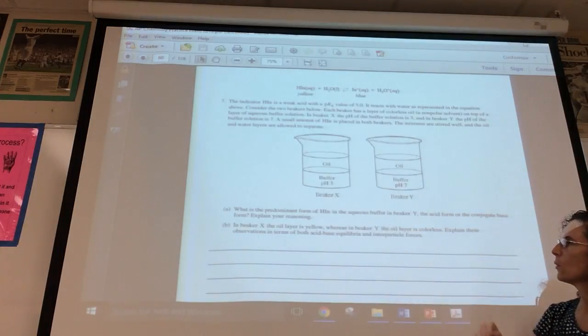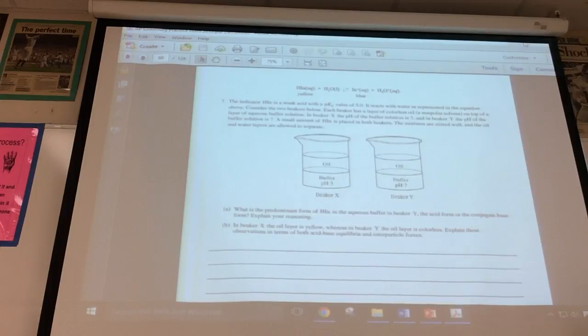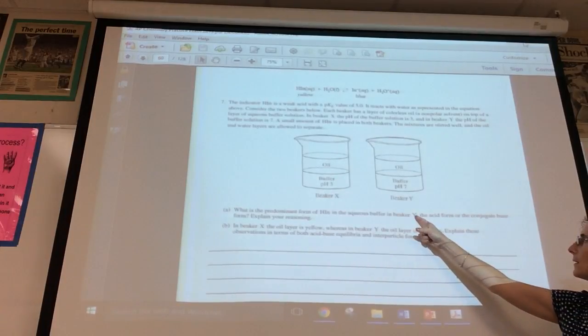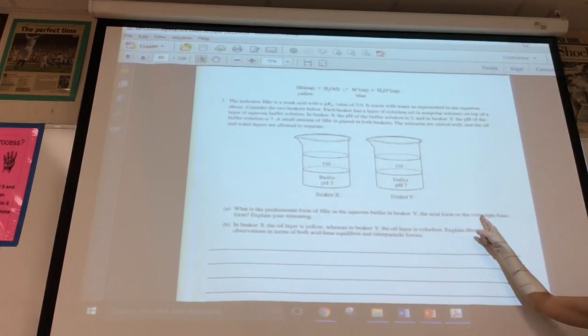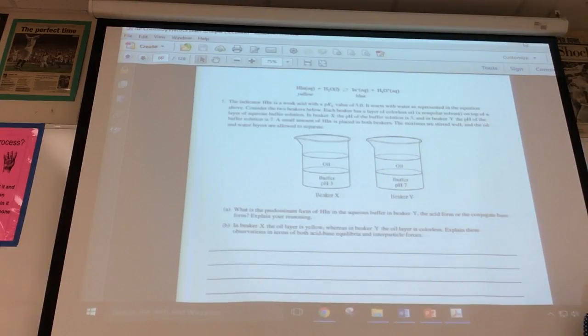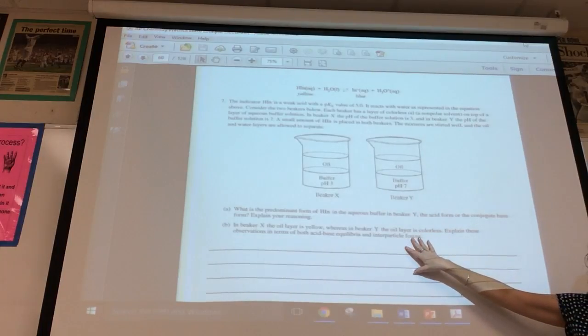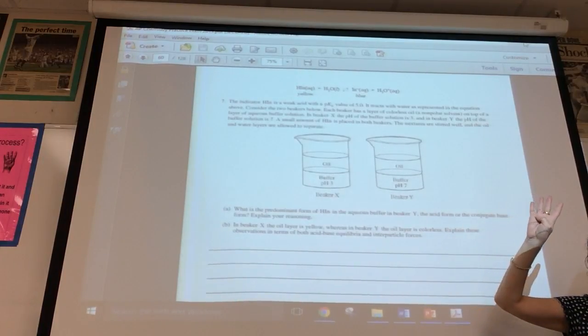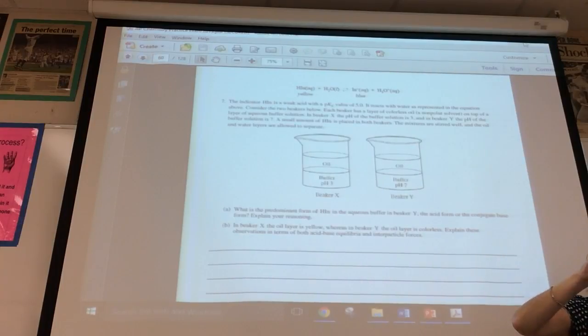What is the predominant form of HIn in the aqueous buffer in beaker Y? The acid form or the conjugate base form? Explain your reasoning. Right. This would be a short question on the AP exam worth 4 points. And now you're going to see, you're either going to know it or you're going to try and fake it. Think about some of the things that I said with pH and pKa. And that's going to drive you home.